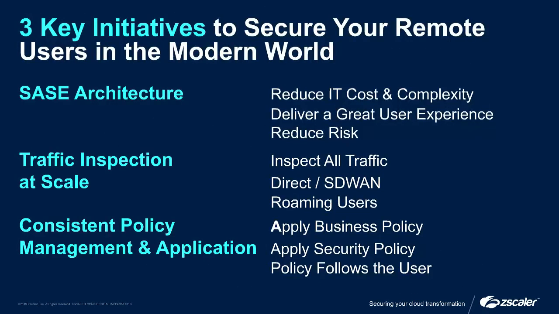So when we look at the 3 key initiatives to secure your remote users in the modern world, we discussed the SASE architecture, the idea of reducing cost and complexity, delivering a great user experience while reducing risk to the business. We looked at traffic inspection at scale, making sure that you're inspecting all of the traffic, including the SSL traffic, while still maintaining privacy. Being able to move to a light branch model and/or securing all roaming users with consistent business policy, consistent security policy that follows the user.